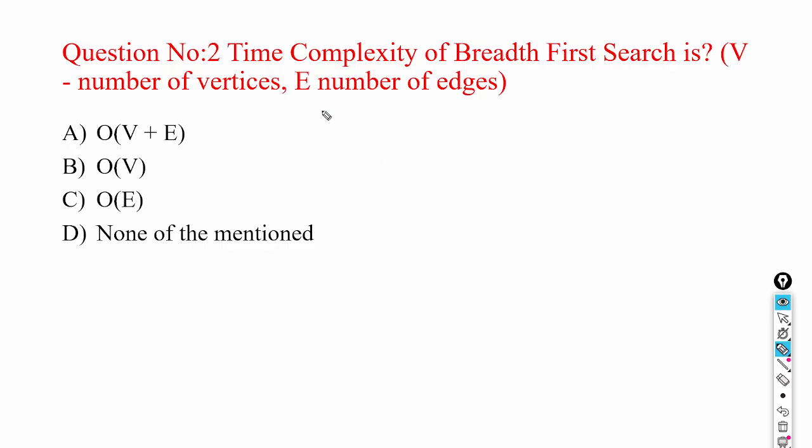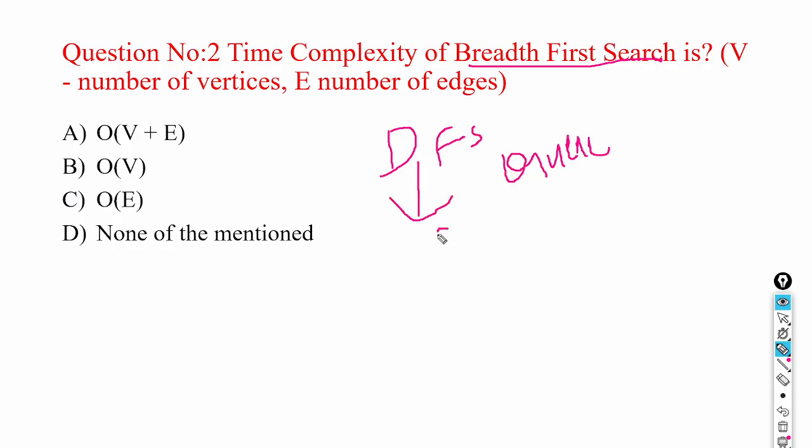So which data structure does it use? BFS, breadth first search, uses the queue data structure. There is one more traversal, DFS, depth first search. For this, we use the stack data structure. So for BFS we use a queue, and for DFS we use a stack.